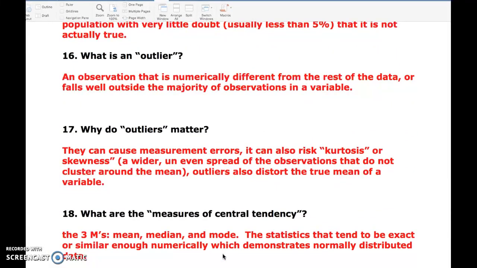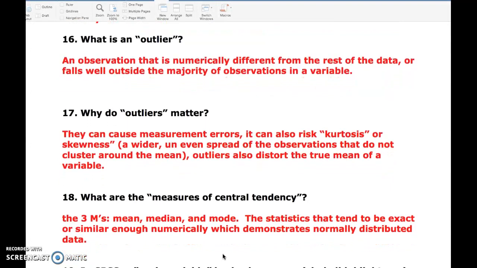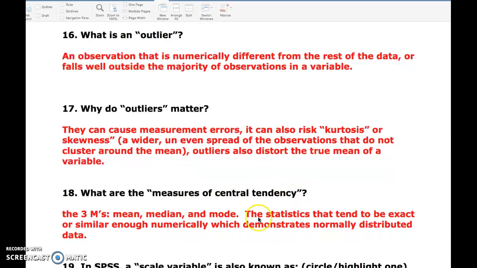What are the measures of central tendency? The 3 M's, mean, median, mode. The statistics that tend to be exact or similar enough numerically, which demonstrates normally distributed data. So if you're trying to figure out if you have normal data, just look at the mean, median, and mode of that variable. If they're all really close to each other, about the same, you can be confident you have normal data. If they're not, you probably have not normal data, a little skewed data, but that's why we care about measures of central tendency. They're all going to cluster around each other.